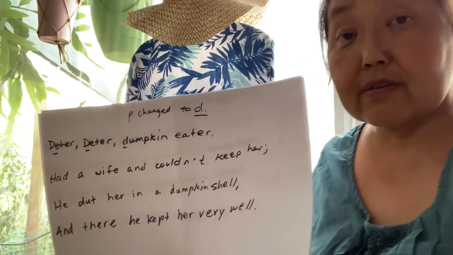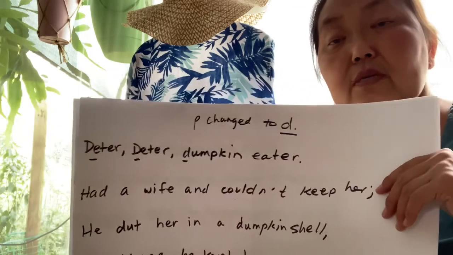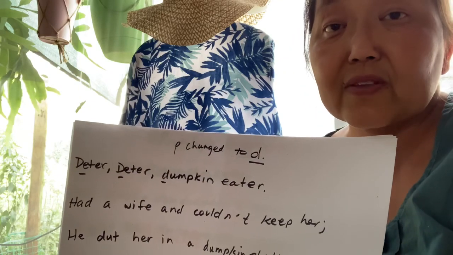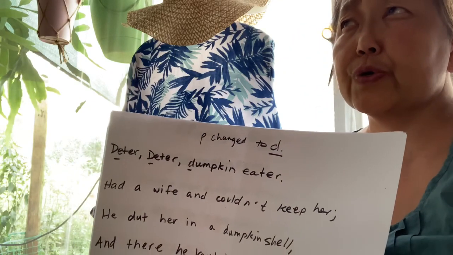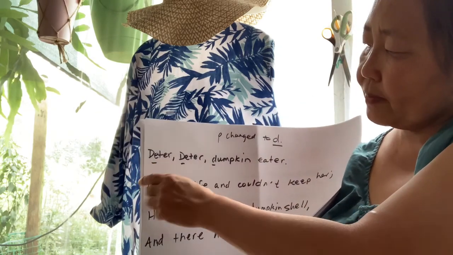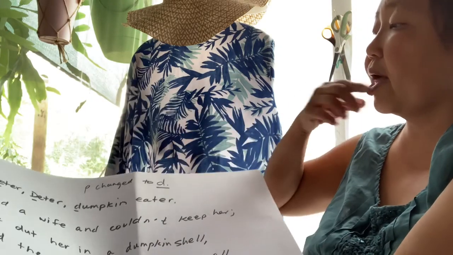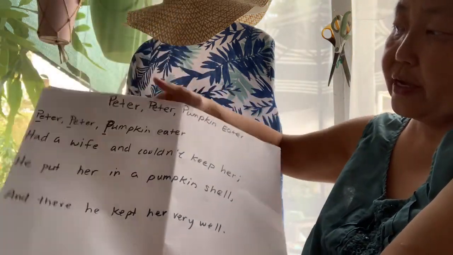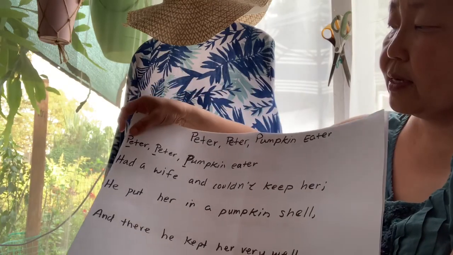Wow. So can you change this poem to a different letter and sing it to Miss Vane? You can change it to F. F would say not pumpkin, but now it's going to say not Dieter, because I changed it to Dieter. Let's go back to Peter. If I put an F there, it would say feeter.